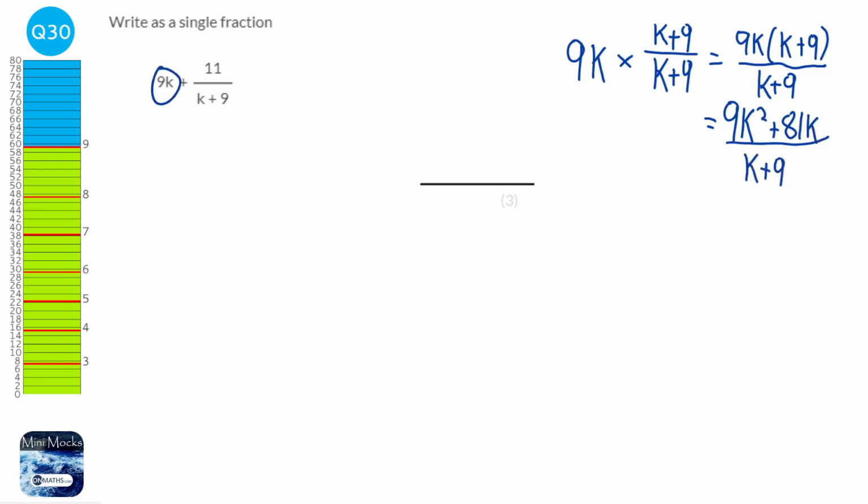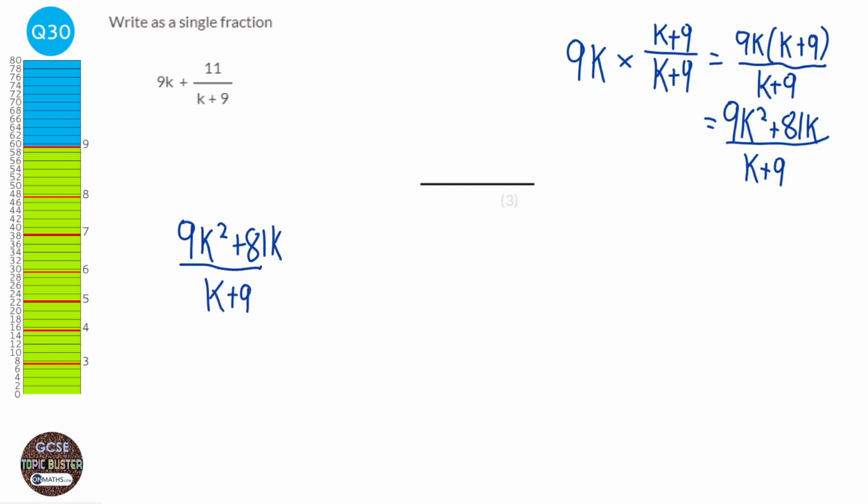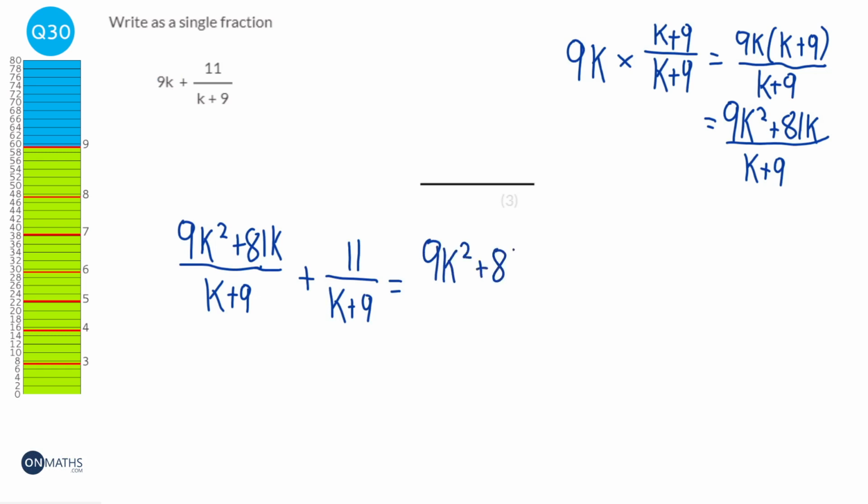And so what I'm going to do is just feed that back in here. And so we've got 9k squared plus 81k over k plus 9, which is just that 9k bit, plus 11 over k plus 9. And whenever we're in this situation here, we just add the numerators. So it's going to be 9k squared plus 81k plus 11, and all of that over k plus 9. And that will be our answer. So let's put that in our answer field.